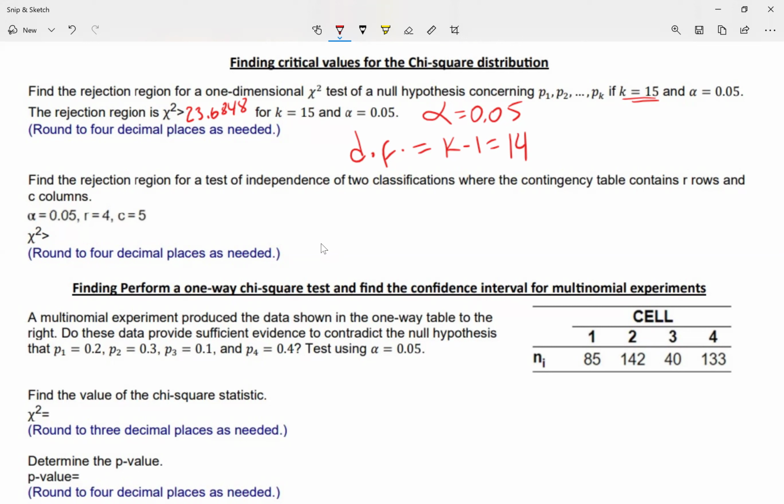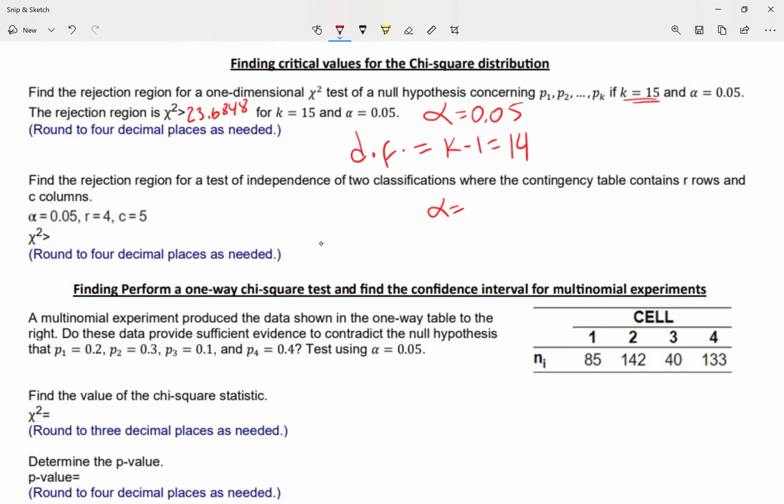Okay. So I know I need an alpha value. So I have my alpha value. Alpha is going to be 0.05. More than likely, the way I'm going to see it on my table, I'm going to do 0.050. Mathematically speaking, 0.05 or 0.050 is the same thing. Now, my degrees of freedom.